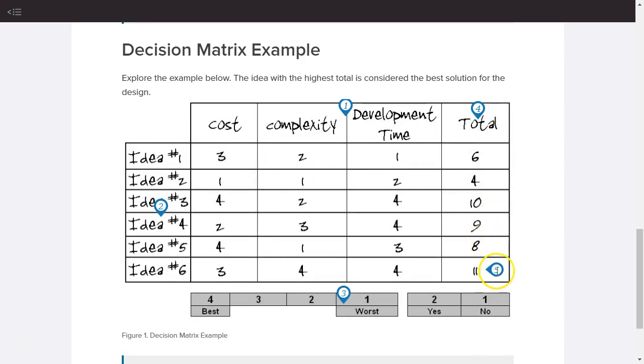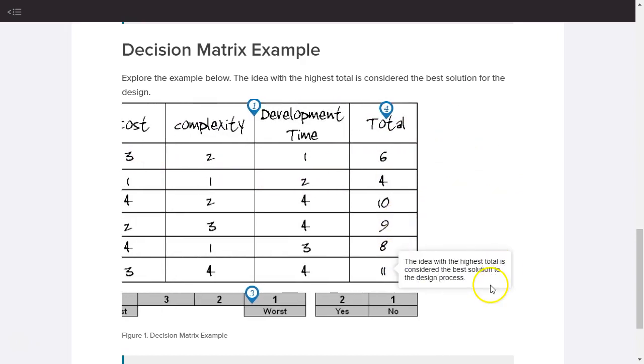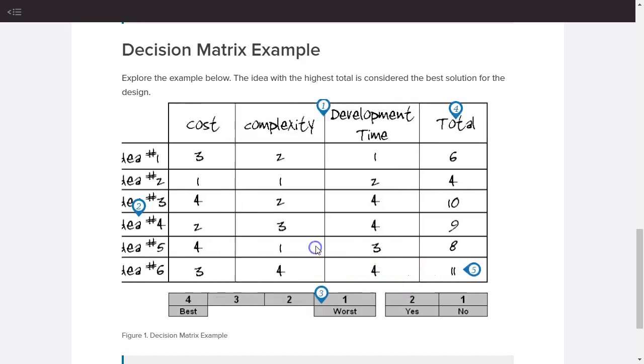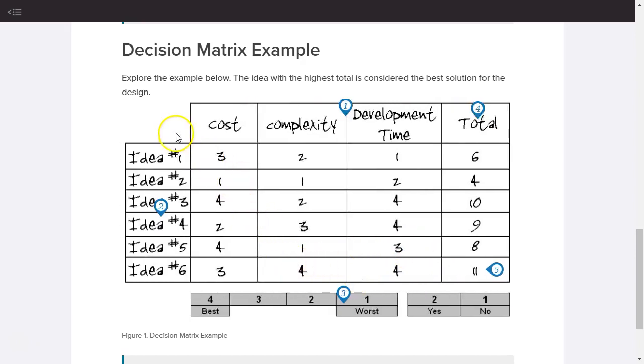You need to have a clear winner. Okay, don't go for ties. If you have a tie, add another criteria where one of them is obviously stronger than the other. The idea with the highest total is the one you're going to do. And what this does is you can have 2 ideas from 3 people, so you have 6 ideas total, and this is going to make it where the person that has the best idea, even if they're quiet, you're still going to choose the best idea.